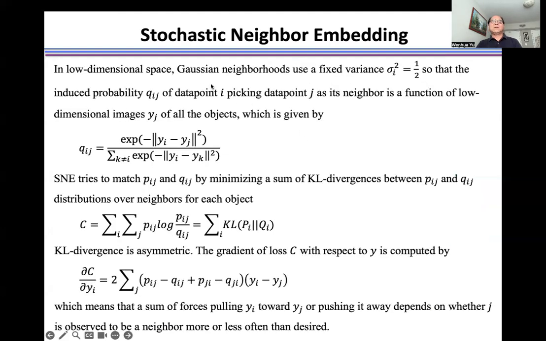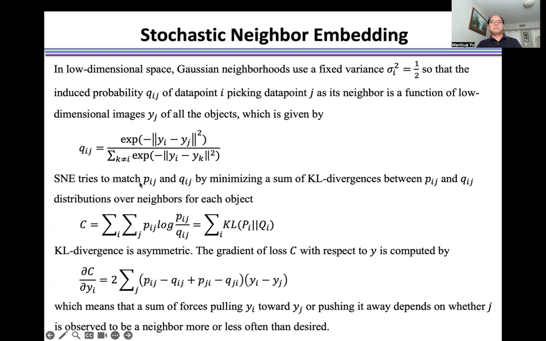In low-dimensional space, Gaussian neighborhoods use a fixed variance of 1/2, so that the induced probability Qij of data point i picking data point j as its neighbor is a function of the low-dimensional images yi and yj of all objects, which is given by here.